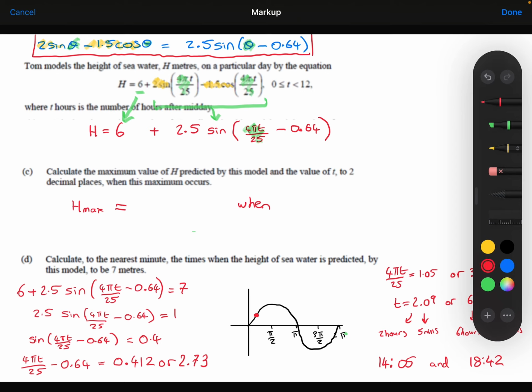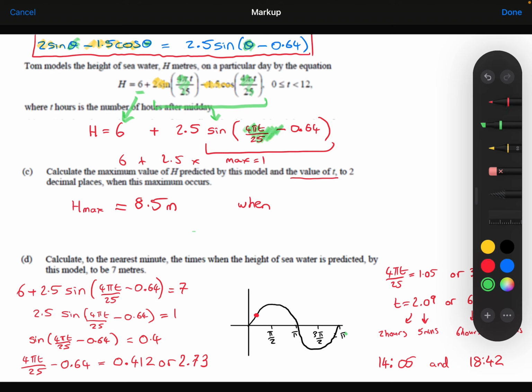Now that's useful for part C because it says calculate the maximum value of h. So I know that the biggest that sine can possibly be is 1. So therefore I will do 6 plus 2.5 times 1 is 8.5. So I know the maximum height is 8.5 meters. I now need to say when that occurs.